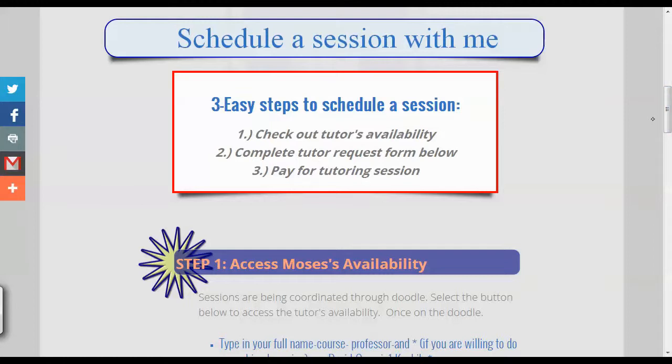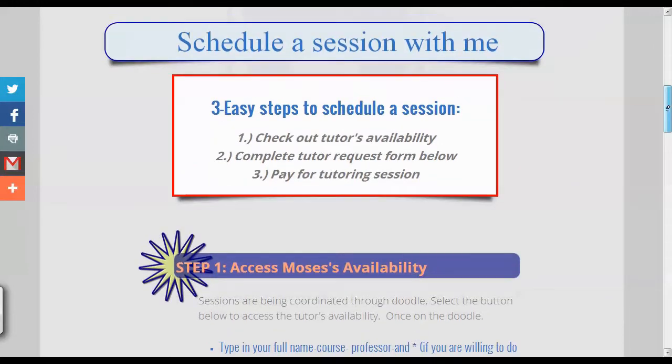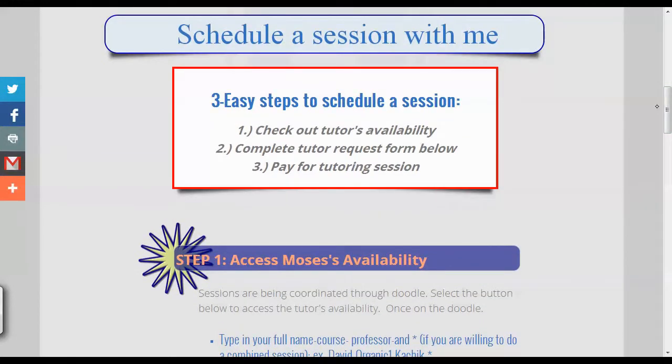Alright, so in this particular video I'm going to go through some of the other elements that are found in your tutor page. So again, in order for a student to schedule a session with any particular tutor, they have to go through 3 steps. Now the first step is that they have to check out your availability, which is going to be done through Doodle. The student would then have to complete a tutor request form, right? Once they complete that tutor request form, you will be aware of that student, their phone number, their contact information, and the times they want to meet up with you, right?